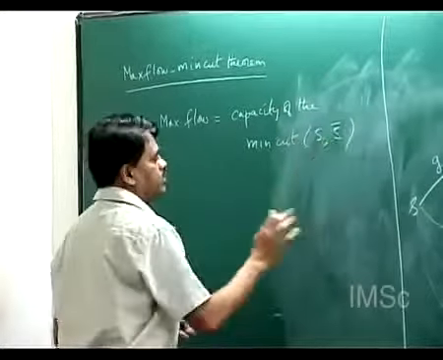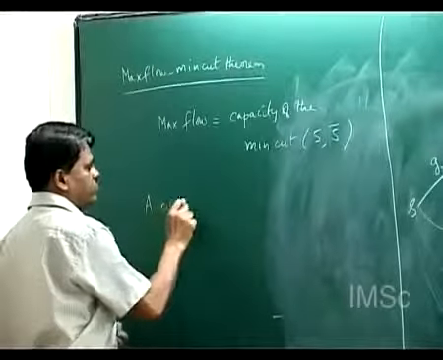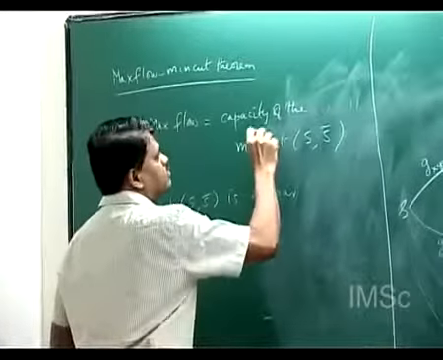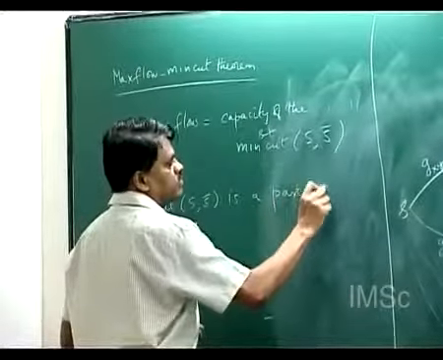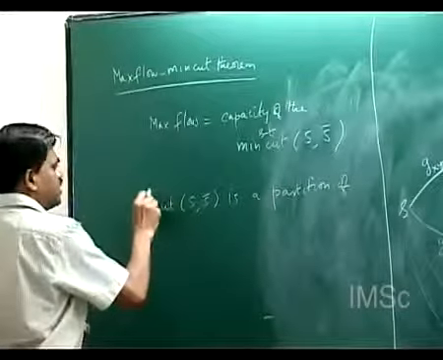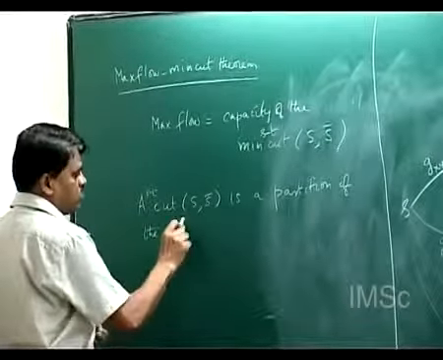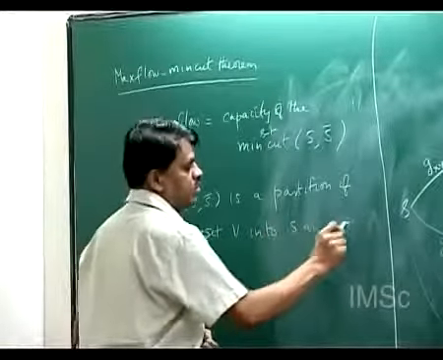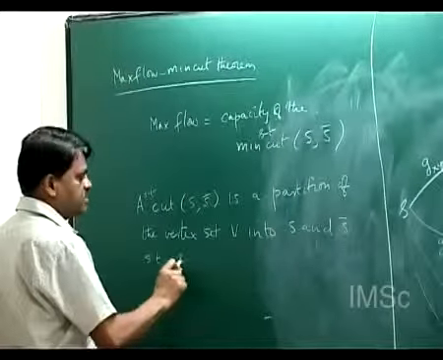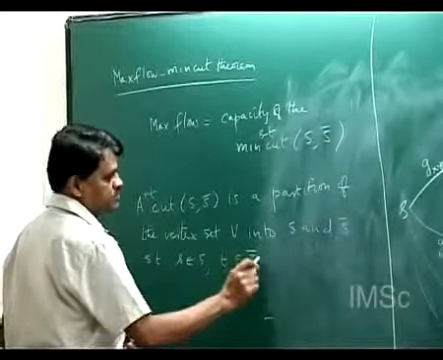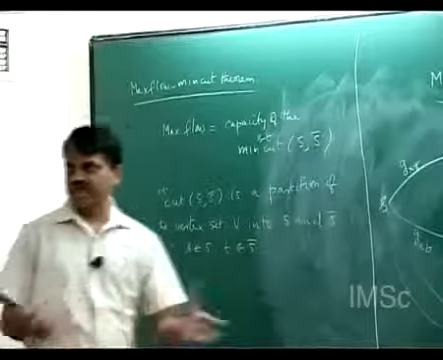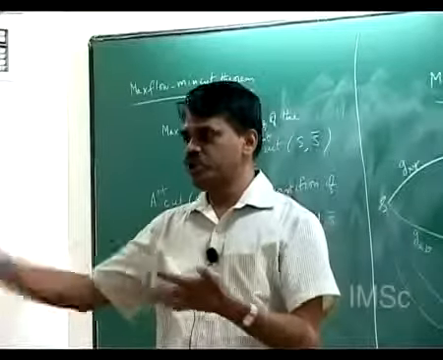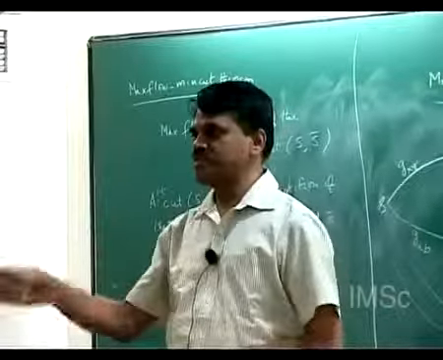Okay, what is a cut? A minimum ST cut is a partition of the vertex set V into S and S bar such that s is in S and t is in S bar. Any such partition of the vertex set is a cut, and the capacity of the cut is this: look at all edges that go from S to S bar and add the capacity of all these edges, and that is the capacity of the cut.